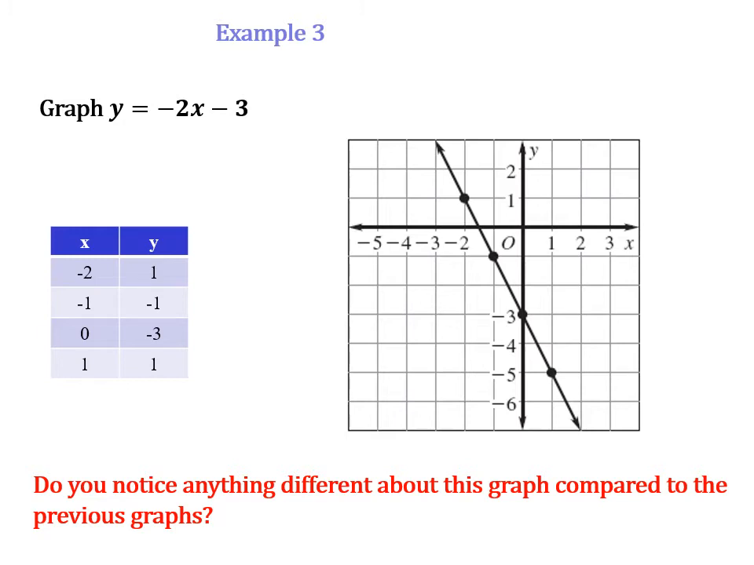The previous graphs that we did had lines that sloped in this direction. This graph slopes in the opposite direction. We will learn more about the slopes of these graphs and why some go upwards to the right and some go upwards to the left. The sign in front of that x term will be the key that we will be looking at in the next lesson.